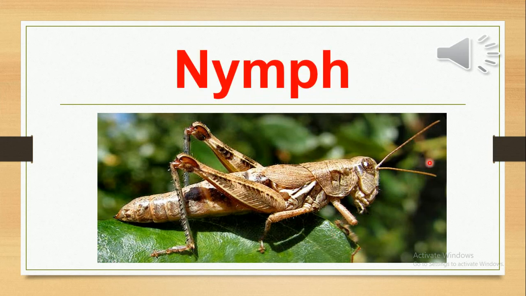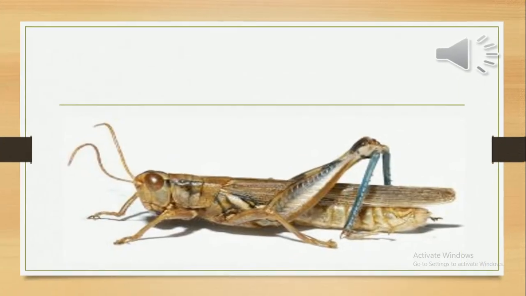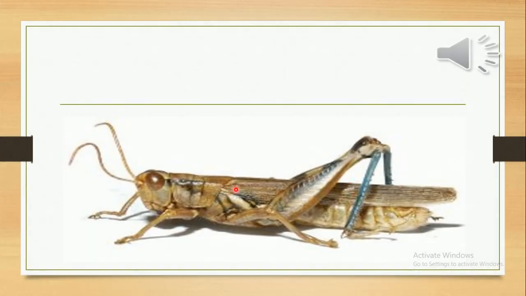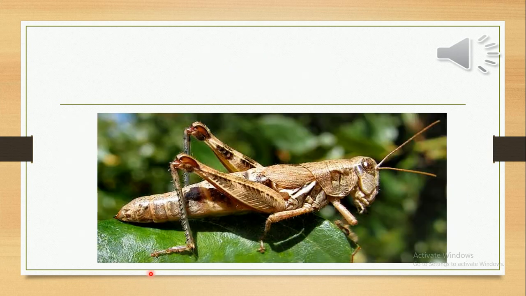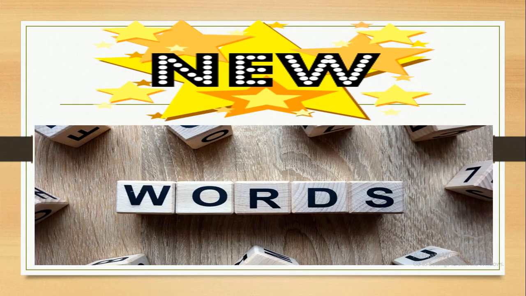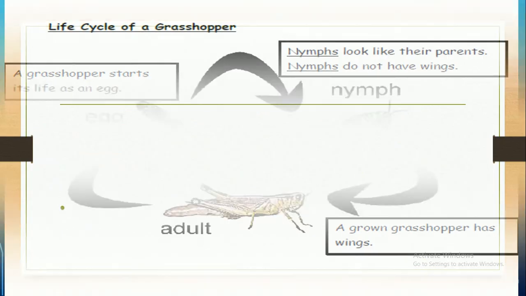Good job. So let's see what's in the picture. It's big and has strong legs and it has big wings. Look, wings, it can fly. So this is an adult grasshopper or a nymph? Adult. Good job. Adult grasshopper. Okay, let's go back to the book again.